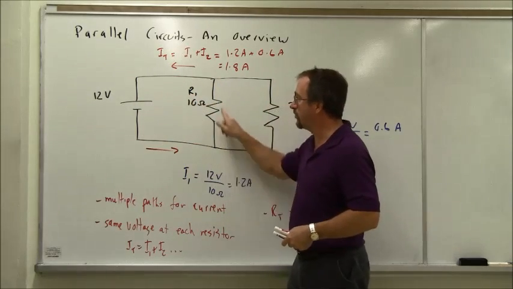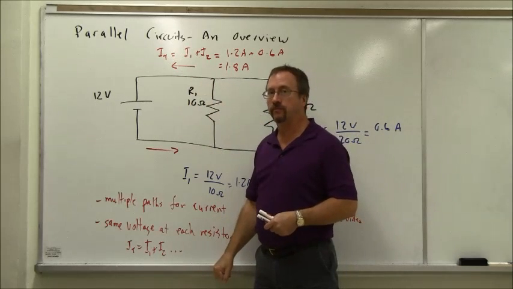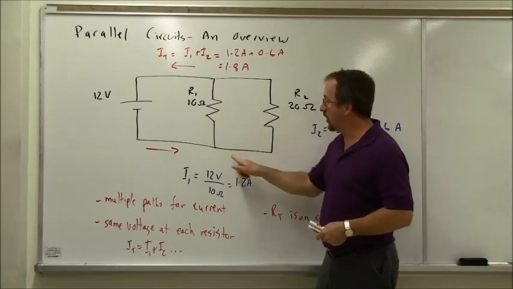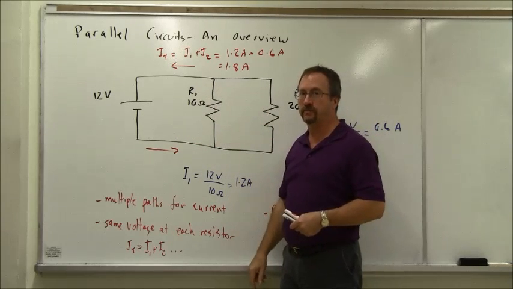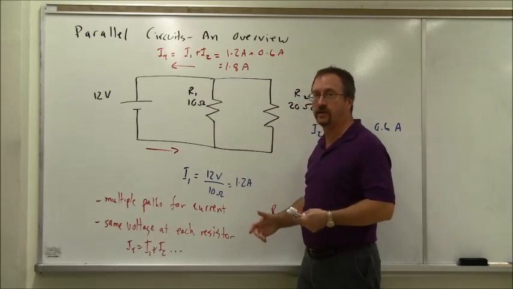So current can go through the 10 ohm resistor or through the 20 ohm resistor. Where there's more resistance, there will be less current. So less current flows through the 20 ohms, more current flows through the 10 ohms. You can apply Ohm's law to each of these resistors to figure out current.